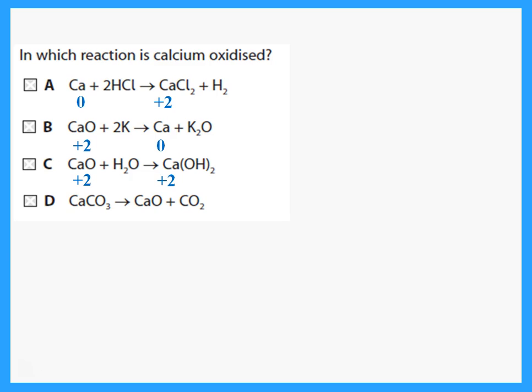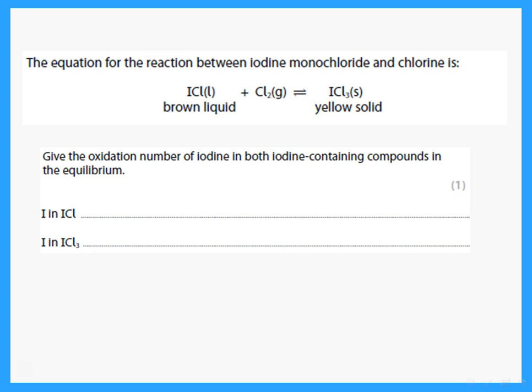In D also, the calcium has +2 in both cases, so my answer is that first one where the calcium increased in oxidation. Now, this is the next question. It says we have a reaction. It says give the oxidation number of iodine in these two compounds.